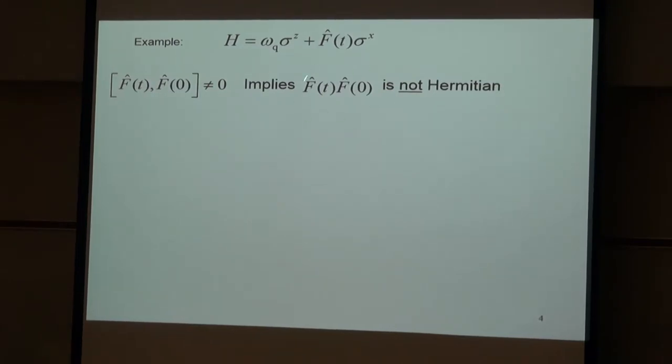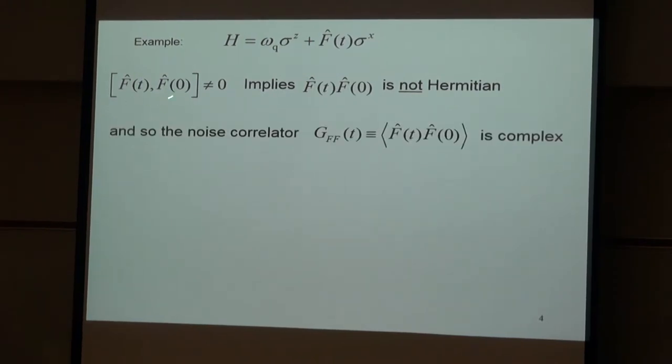I'm taking the Fourier transform of this thing, and each of those operators, F, is a Hermitian operator. It's an observable. But their product is not a Hermitian observable, because if you take the adjoint of this, you find out that if the noises don't commute at different times, then that thing is not itself. You're taking the Fourier transform of something that's not itself a Hermitian observable. And therefore, the noise correlator can actually be complex instead of real.